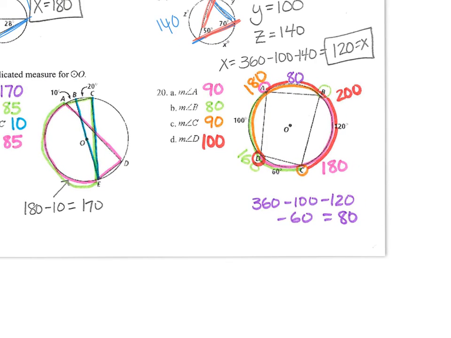And this one's color coded too. I would work with that all the way around has to be 360 first on this one, so you could get this one. And then she drew in the intercepting arcs and the corresponding inscribed angles.